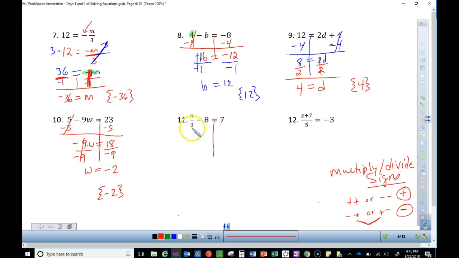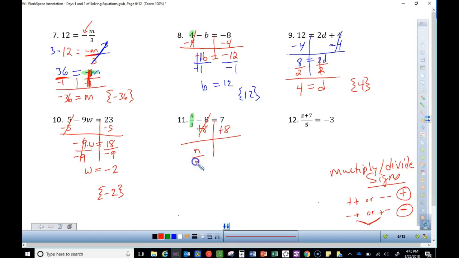Okay, n divided by 3. So this n is kind of being divided by 3 here. And then minus 8 equals 7. So first we have to get rid of that minus 8. We have to work farthest from the variable and then work our way in. So when we get rid of negative 8, we'll have to add it. Negative 8 plus 8 makes nothing. Add it to the other side.